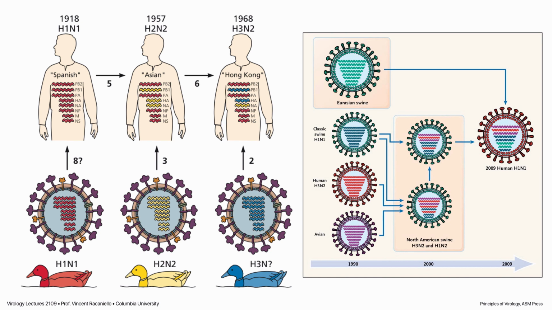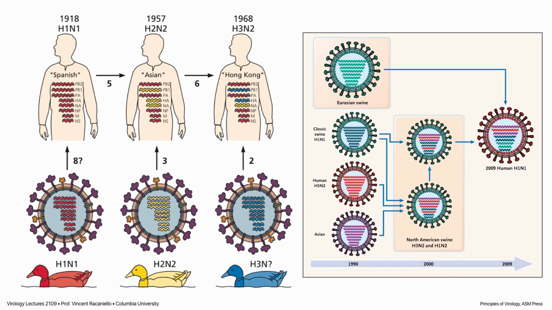That virus persisted for many years. In 1957, a new pandemic strain replaced it, called the H2N2 strain. It's called Asian because it first emerged in China and then spread around the world again and infected many, many people. This virus has a number of RNA segments from the 1918 virus, but three from a different duck influenza virus.